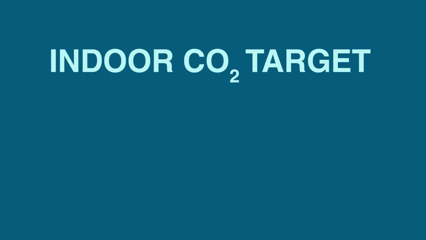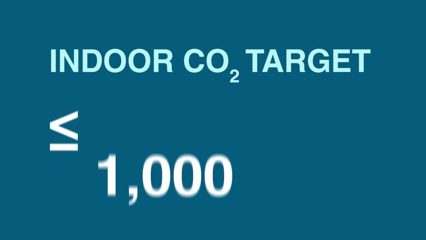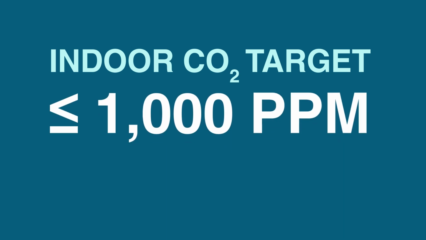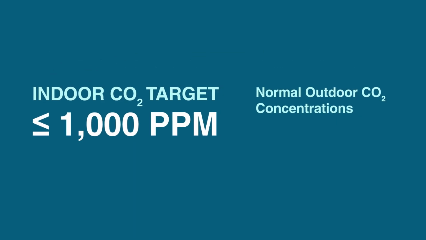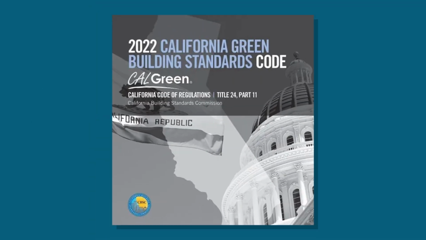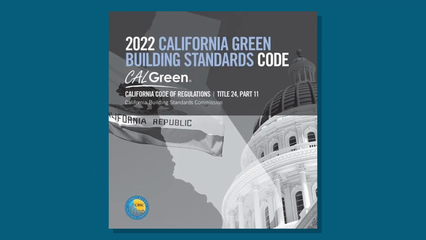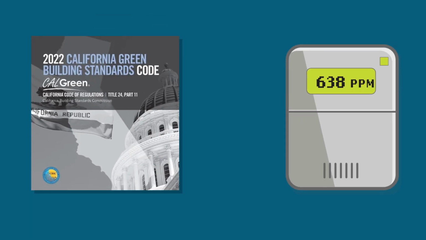Guidelines for indoor CO2 targets vary, but tend to be around 1,000 parts per million, which is a common unit of measurement for air pollutants. This is a little more than double the normal outdoor CO2 concentrations of about 425 parts per million. For example, the 2022 California Green Building (CalGreen) Code says that people must be alerted if CO2 in classrooms goes above 1,100 parts per million.